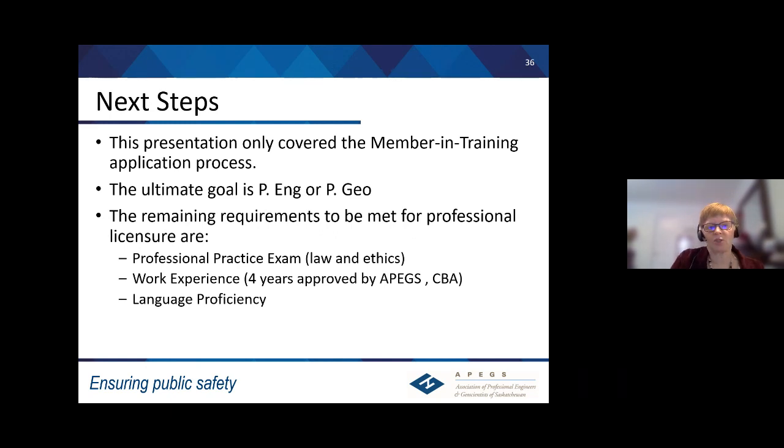So this presentation only covered the member in training application process. Obviously, the ultimate goal is to become licensed as a professional engineer, professional geoscientist. So the remaining requirements to be met for professional licensure are the professional practice exam, which is all about law and ethics. The work experience, you must have 4 years approved by APEGS, and you must meet all the competencies in the online competency-based assessment system. You must demonstrate language proficiency, and you will also be required to provide professional references as part of the work experience reporting process.